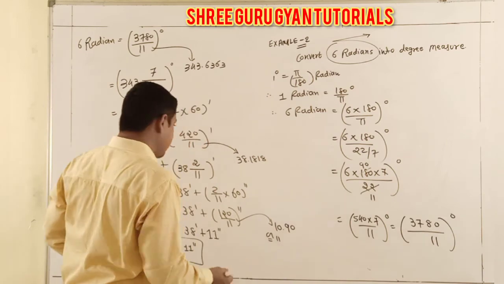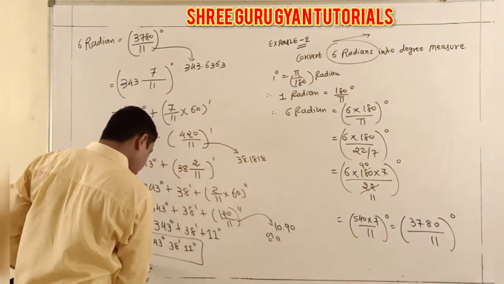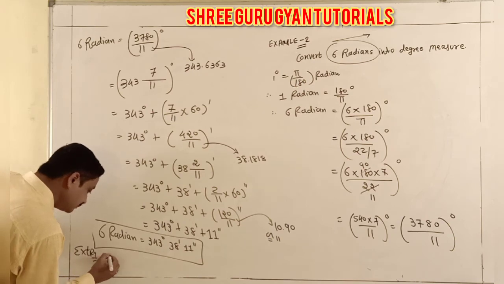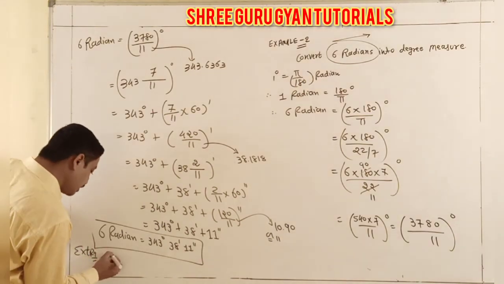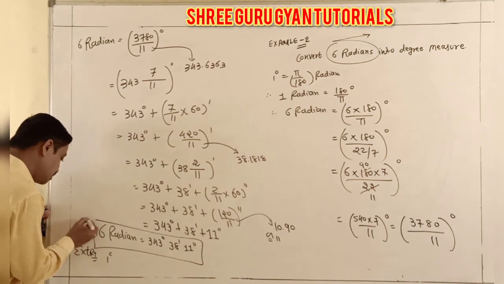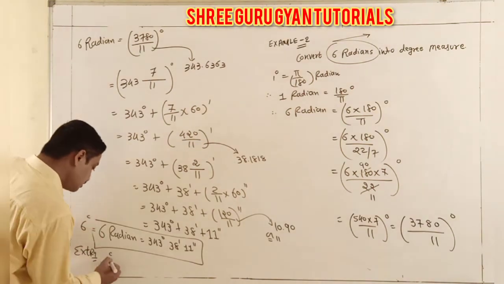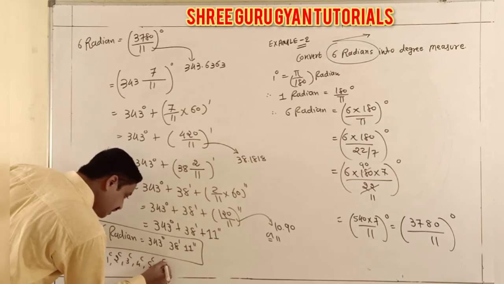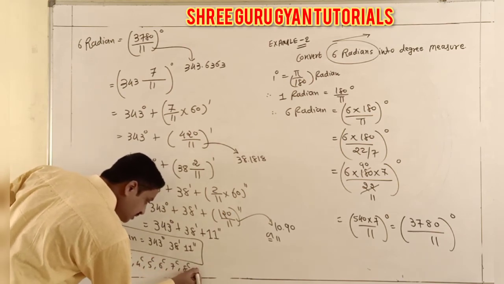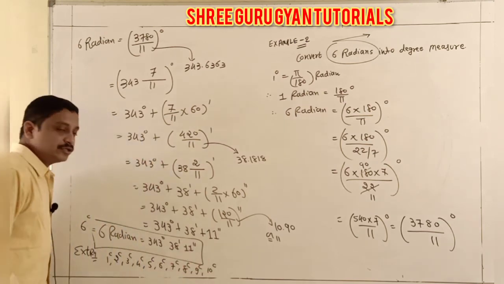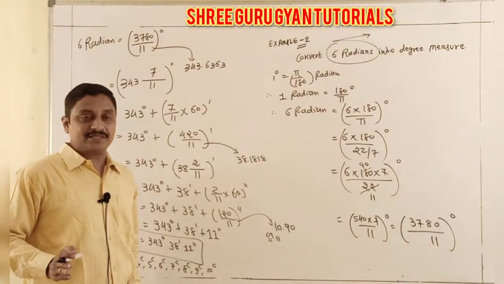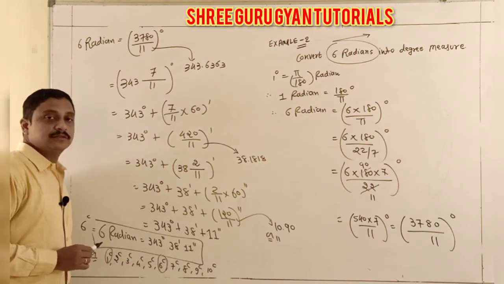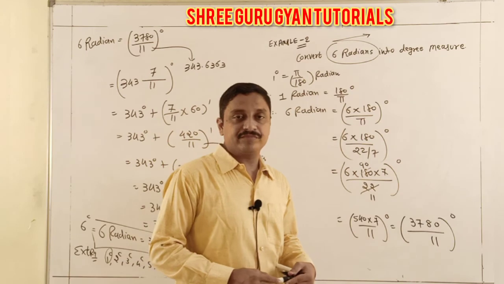So students, here you try it yourself. Here are extra questions for your more practice. 1 radian. Students, radian is also written as 1 raised to c, and here 6 raised to c is also written. Next 2 radian, 3 radian, 4 radian, 5 radian, 6 radian, 7 radian, 8, 9 and 10 radian. You try these for more practice. I just explained 1 radian and 6 radian. The others you try yourself.